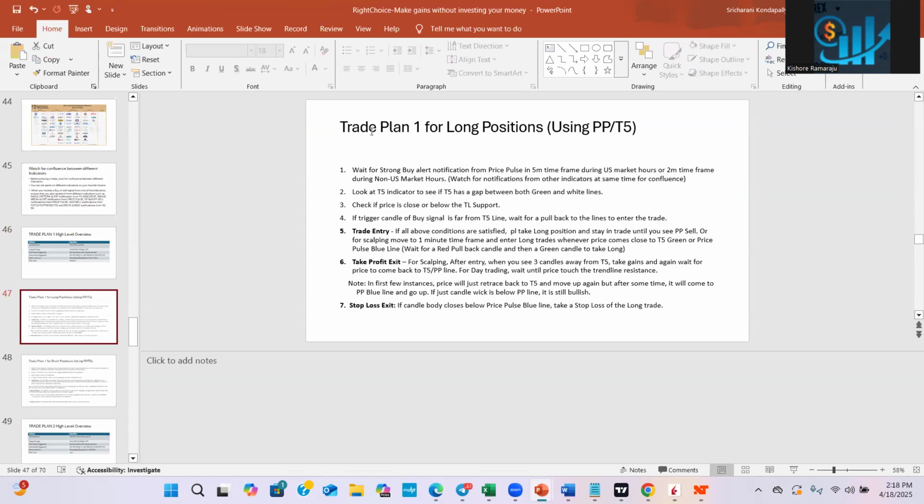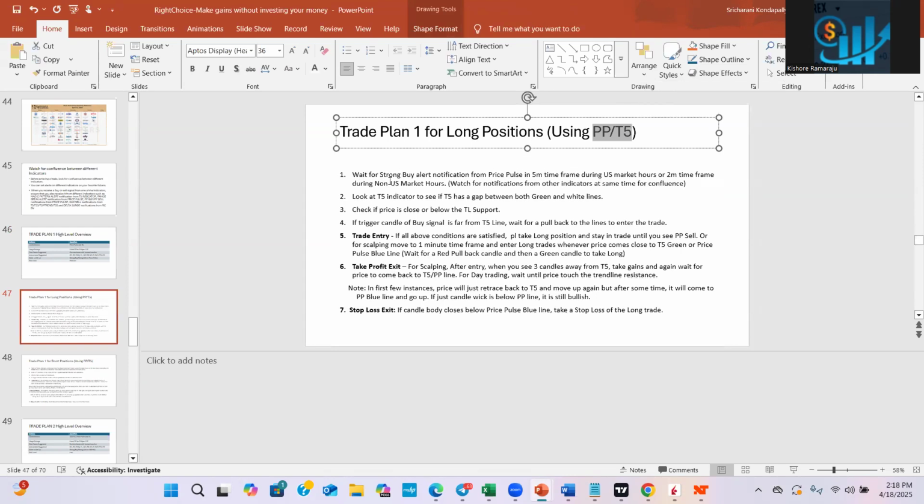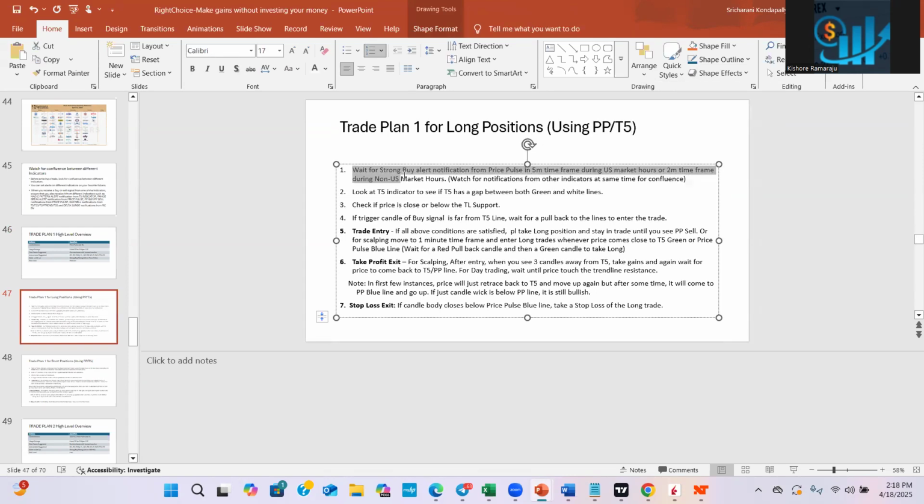Wait first. Whenever you want to take a long position using this price pulse and T5 indicators, you first wait for the strong buy alert notification. If it is US market hours, use the 5 minutes time frame. If it is non-US, that means Asia or Europe time markets, then we can use a 2 minutes time frame. But let us focus on the US market, because that is where you can make big profits.